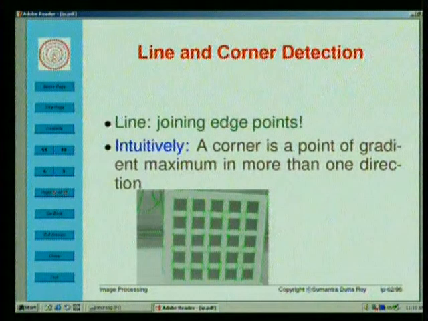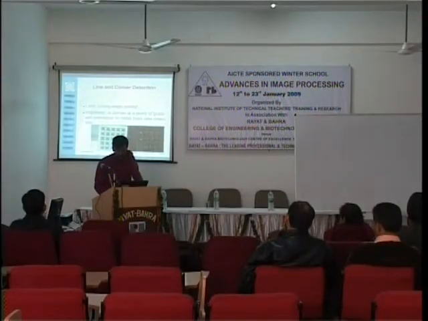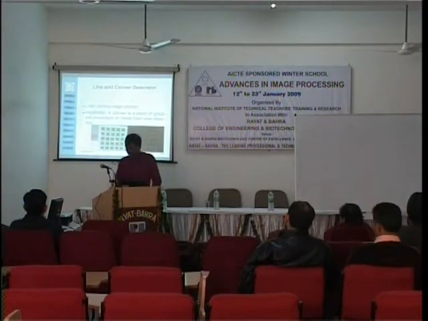For example, this is an image, this is a calibration object, and what I've marked here are the lines superimposed and the corners. You can see this better if I increase the contrast. Here. Should be visible?